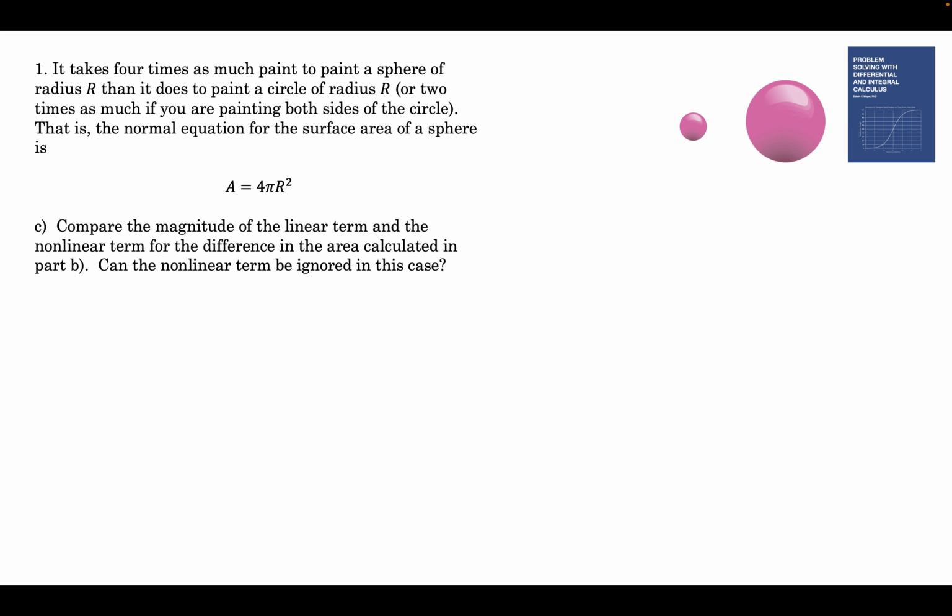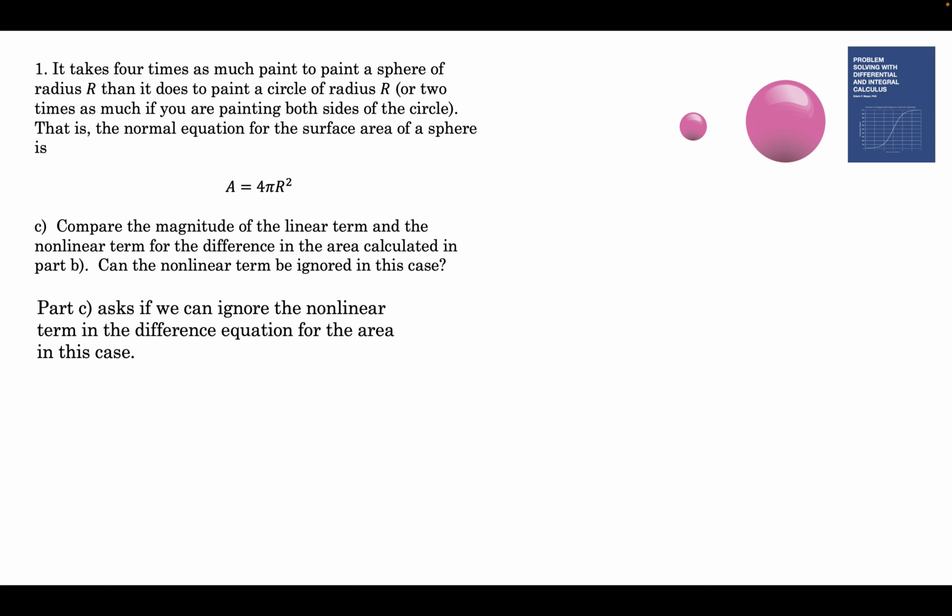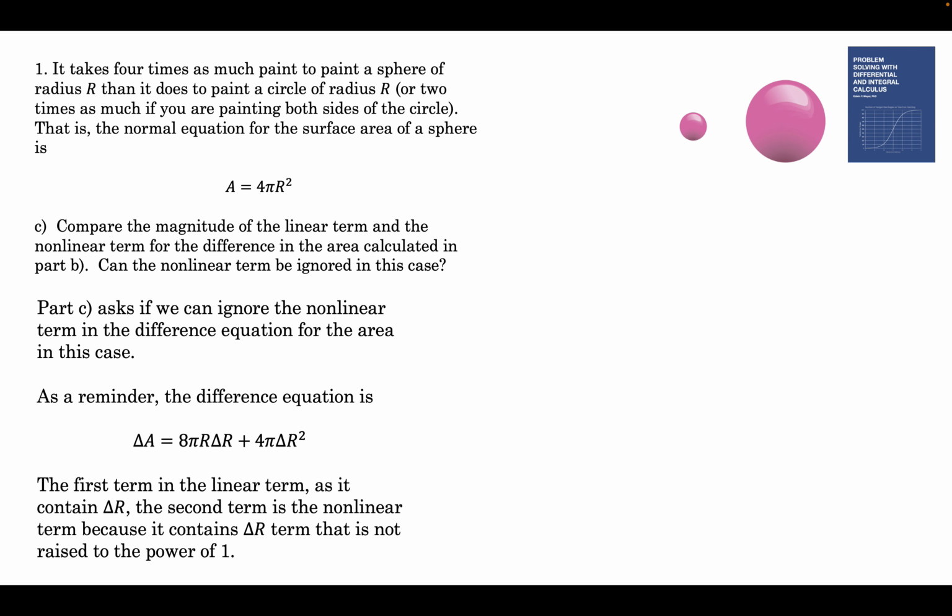Part C says compare the linear term and the nonlinear term. Can the nonlinear term be ignored in this case? You probably already know the answer to that. So the difference equation is 8 pi r delta r plus 4 pi delta r squared. The first term is a linear term. It has delta r in it. The second term is the nonlinear term because it has delta r raised to a power that's not 1. In this case, it is 2. It's delta r squared.